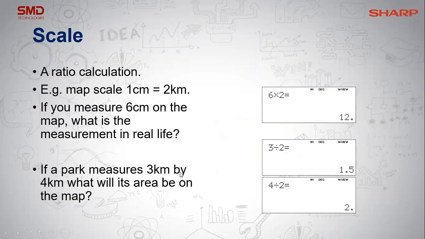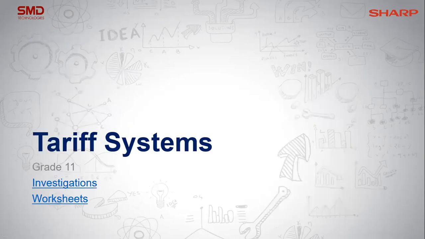If your park, are we using the same scale? If your park measures 3 kilometers by 4 kilometers, we're going backwards. So we're going to divide. So it would be 3 divided by 2 to give us 1.5 centimeters and 4 divided by 2 to give us 2 centimeters on the actual map. All right. Then we have, sorry, are there any questions? Are we all good so far?